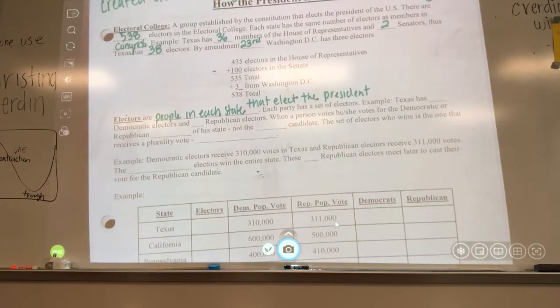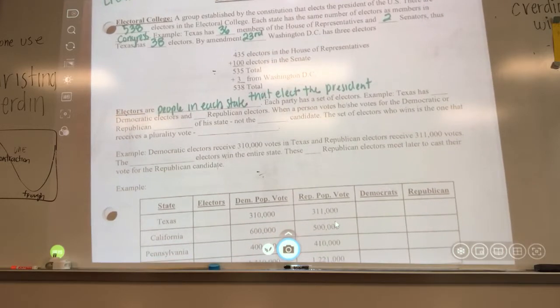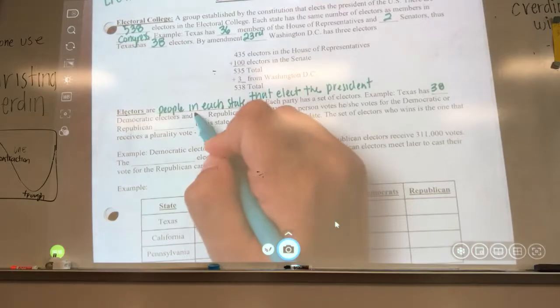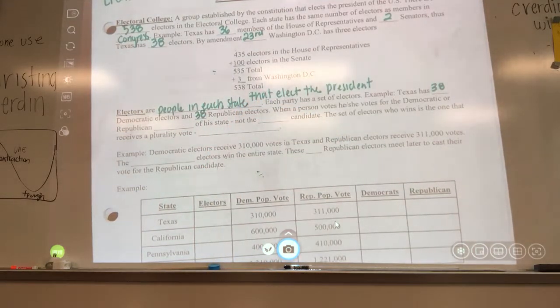Okay? So each party in the state has a set of electors. So Texas has 38 Democratic electors, and they have 38 Republican electors. So what that means is, I know Texas, are we primarily Democratic or Republican? Republican, but they also have 38 Democratic electors ready just in case. Because could Texas become Democratic? Yes, and there's this whole thing. Have you heard that Texas is like a purple state? Yes, it's trying to become blue. So when you mix red and blue together, it's purple.